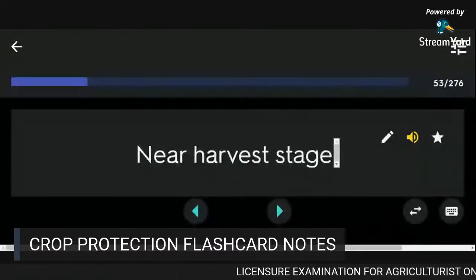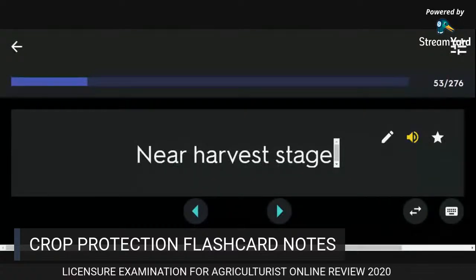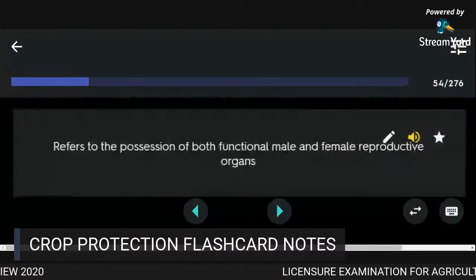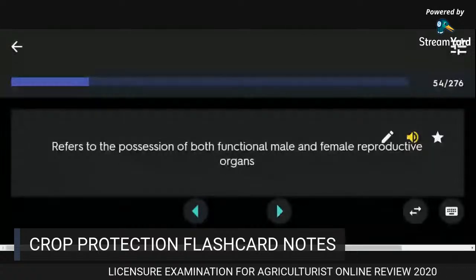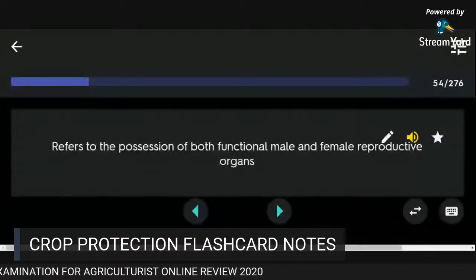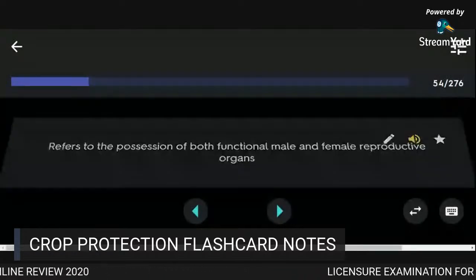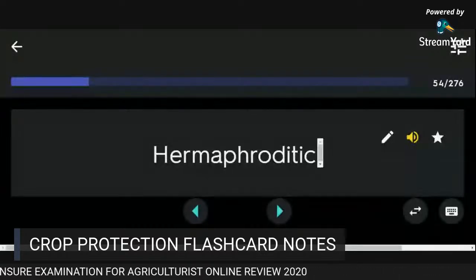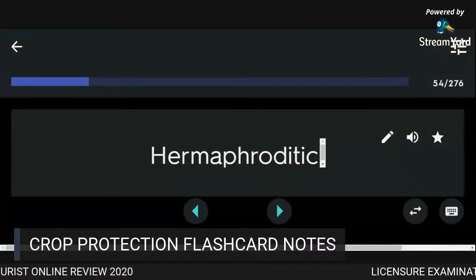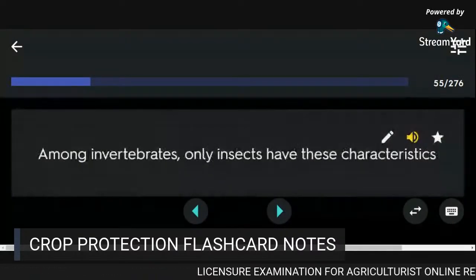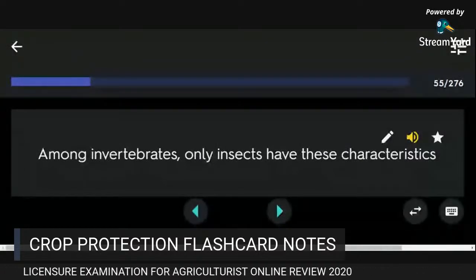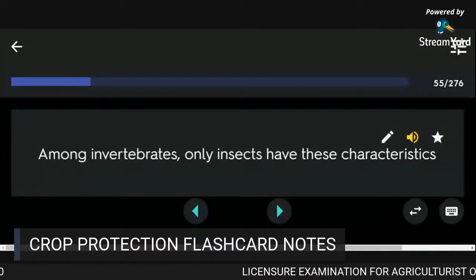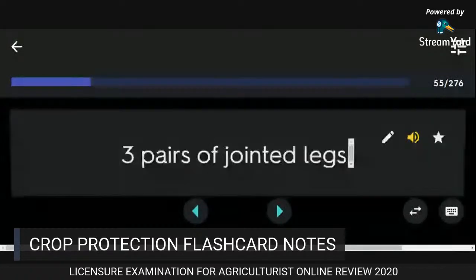Near harvest stage. Refers to the possession of both functional male and female reproductive organs: hermaphroditic. Among invertebrates, only insects have these characteristics: three pairs of jointed legs.